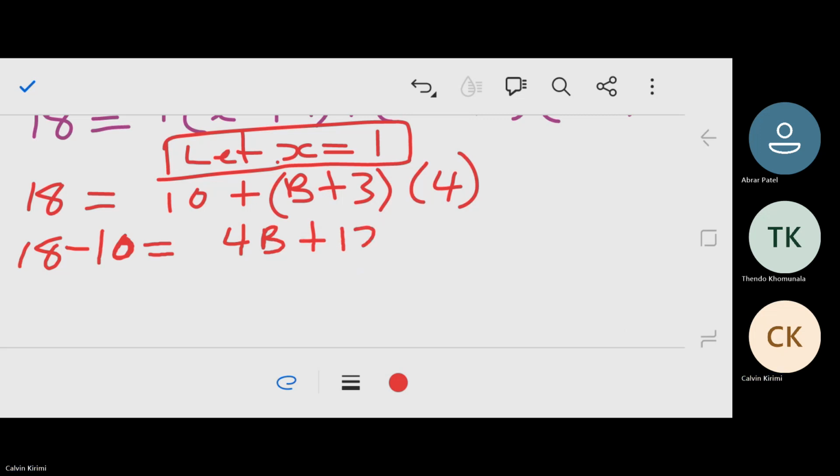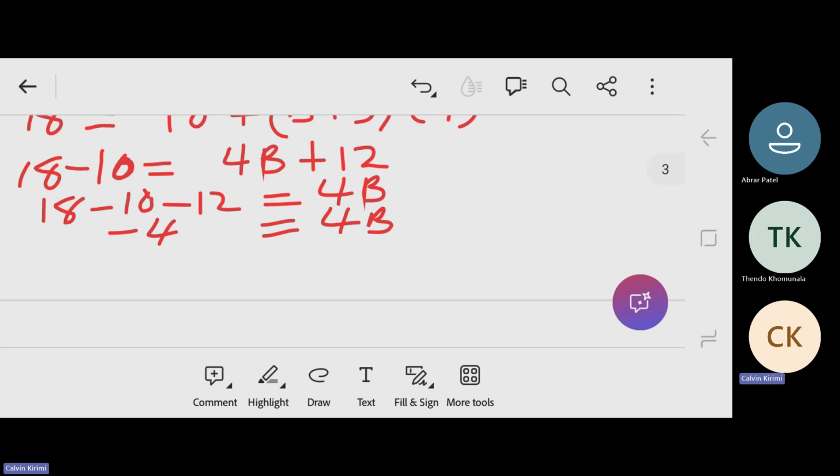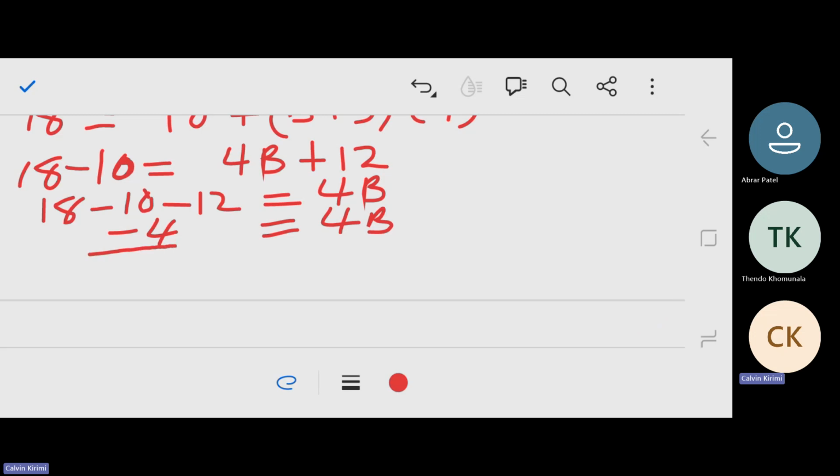We expand the bracket. Now 18 minus 10 minus 12 is equal to 4b. What is 18 minus 10? That is 8 minus 12. What is the answer of 8 minus 12? Which is minus 4. So in other words, minus 4 is equal to 4b. From there, we solve for b. So now, what is the value of b? By dividing both sides by 4.